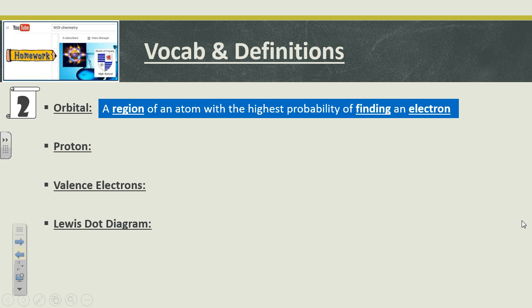An orbital is the region of the atom where the highest probability of finding an electron is. That is muy importante, that statement. So now we know what an orbital is.